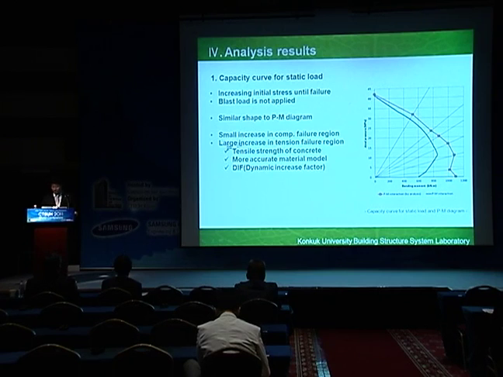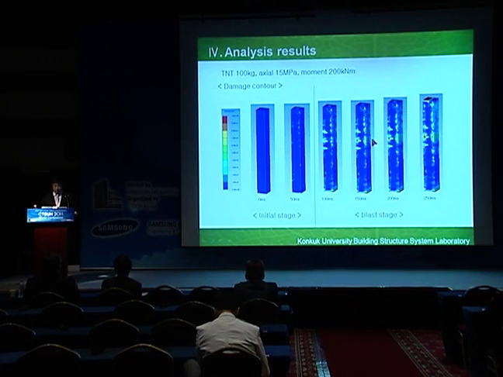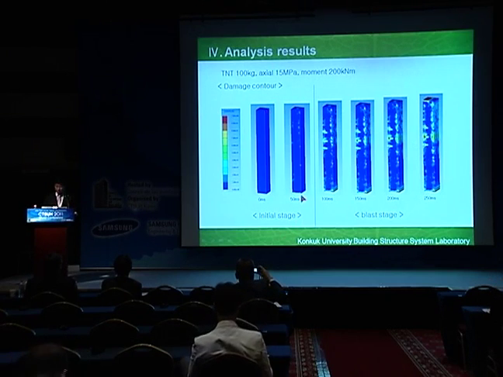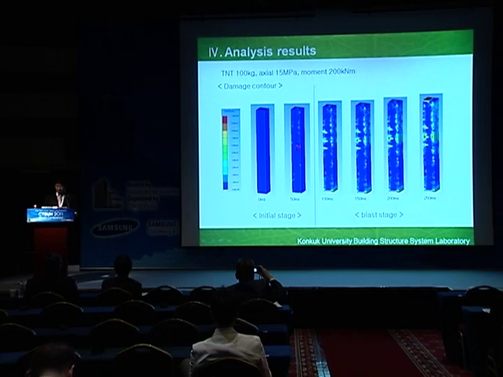So this is a typical analysis of a column. When you apply the initial stress condition, it shows small strain and small damage along the column. But after blast, it shows severe damage at the center and both ends of the column.